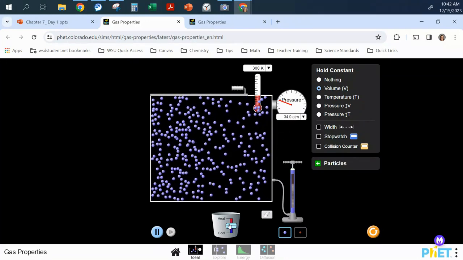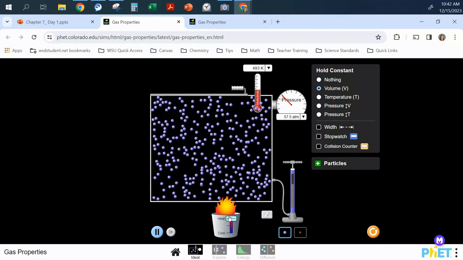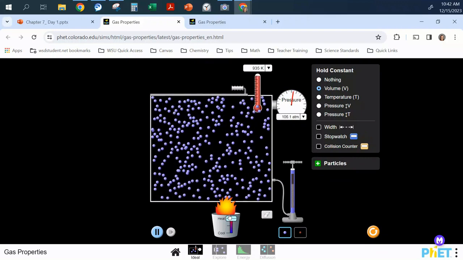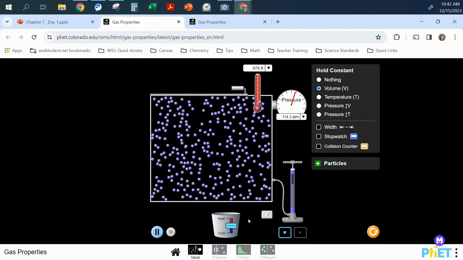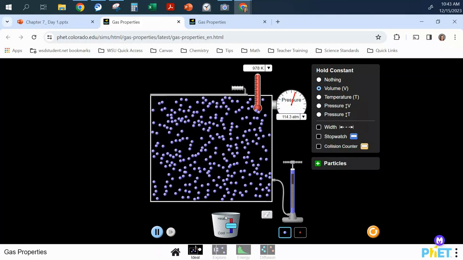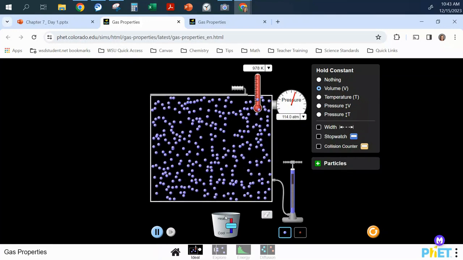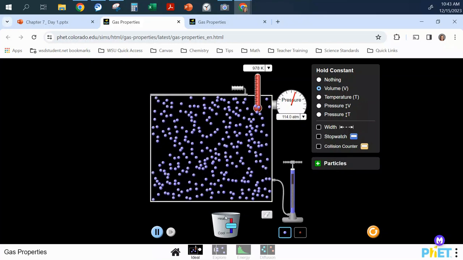So let's see what happens if I add heat. What's happening to the system? What are you noticing? I'm noticing my thermometer is going to break. So that's telling me if I increase the temperature, so let's write that. If we increase the temperature, what happens to pressure? What did you see?